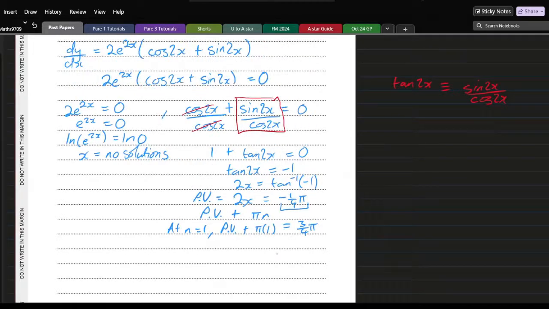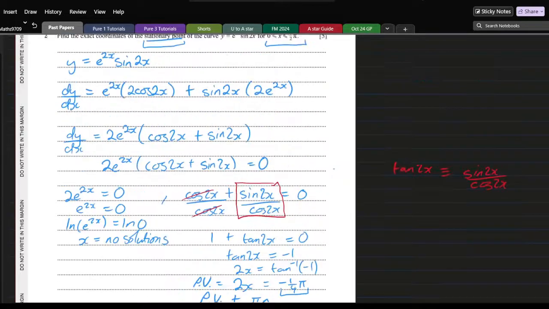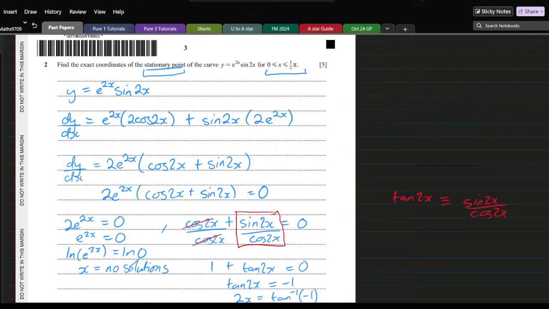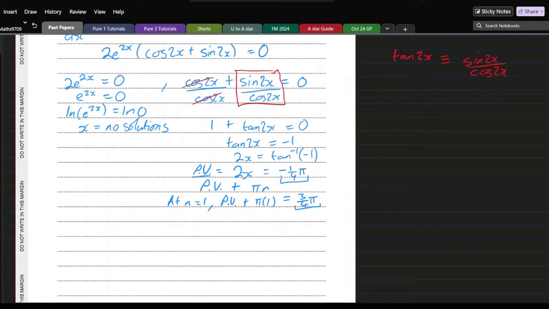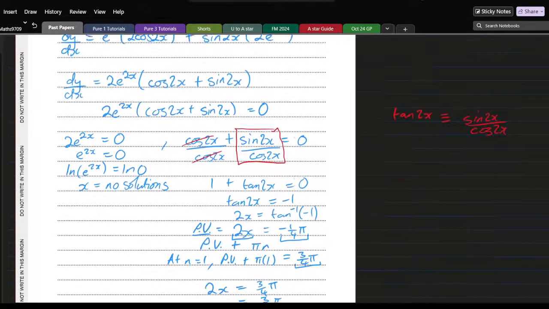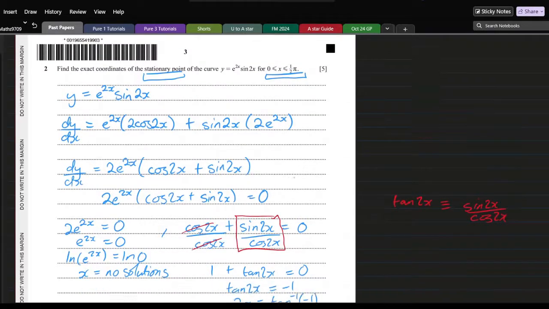Now at first sight, this 3/4 pi looks like it's bigger than our interval here. But remember that our principal value here is representing 2x. So we're actually saying that 2x is equal to 3/4 pi. So our final answer is going to be divided by 2. So x would be 3/4 pi divided by 2, which gives us 3/8 pi. And that does fit within our interval of 0 to half pi.